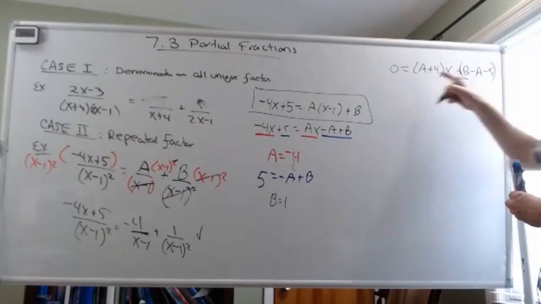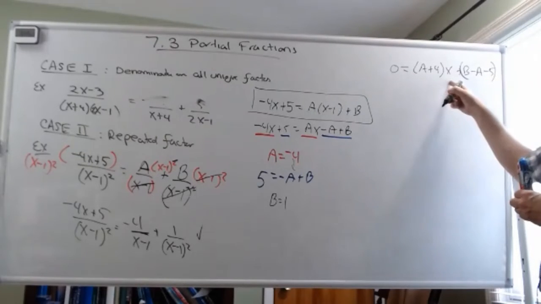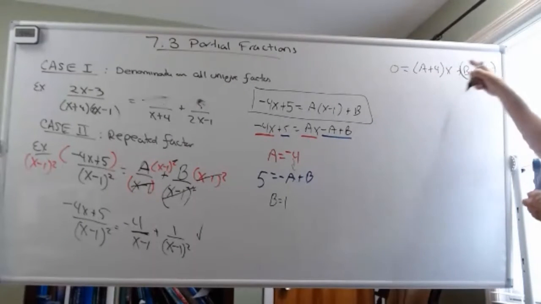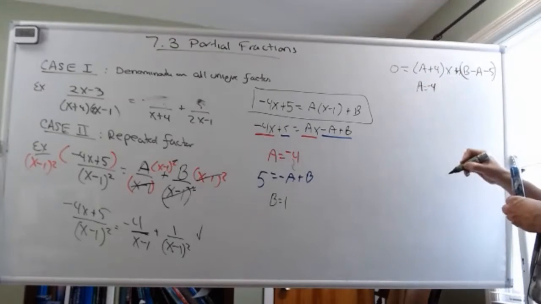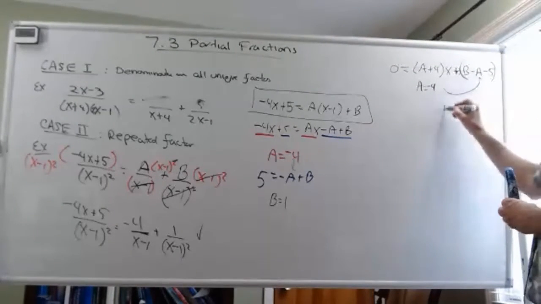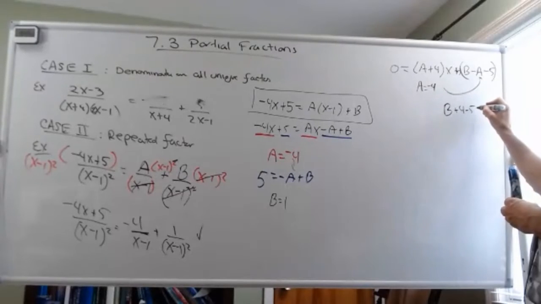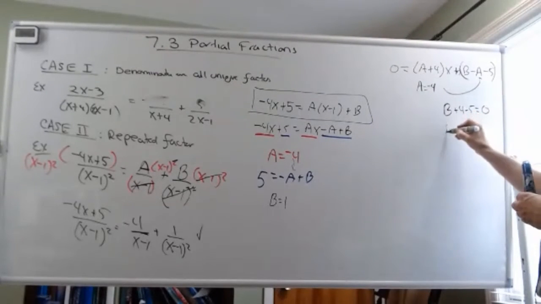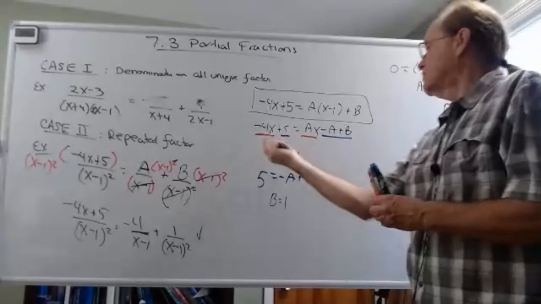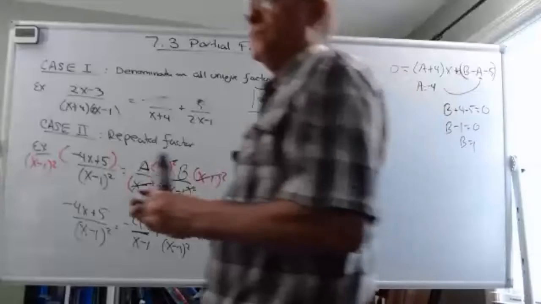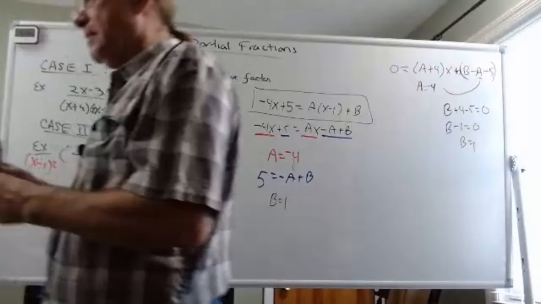That means both of these have to be 0. To get 0 over here, I have to choose a and b so the coefficient in front of the x is 0 and the constant term is 0. So a has to be equal to negative 4. Okay, so I know a is negative 4. Then b plus 4 minus 5 has to be equal to 0. Well, 4 minus 5 is minus 1, so b has to be 1. Or I could simply say that this x term has to equal that x term, and that constant term has to equal that constant term.